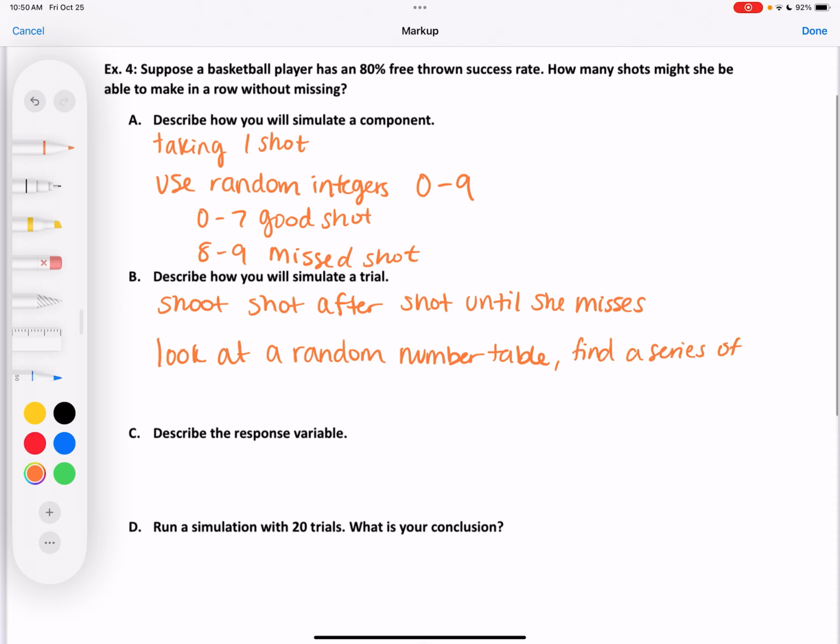Does it matter what numbers it is or no? Well, it's going to be these numbers. Okay.